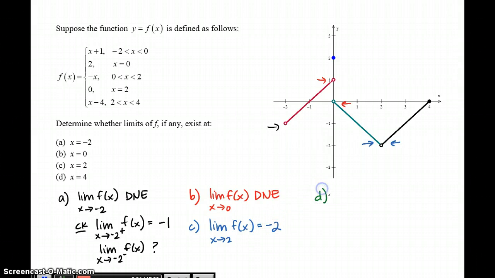And then finally, the limit of f of x as x approaches 4 turns out to be very similar to the conclusion we made for part A. We do have a limit from the left here. That's 0, but we don't really know what's happening from the right, so we're going to say that limit also does not exist.